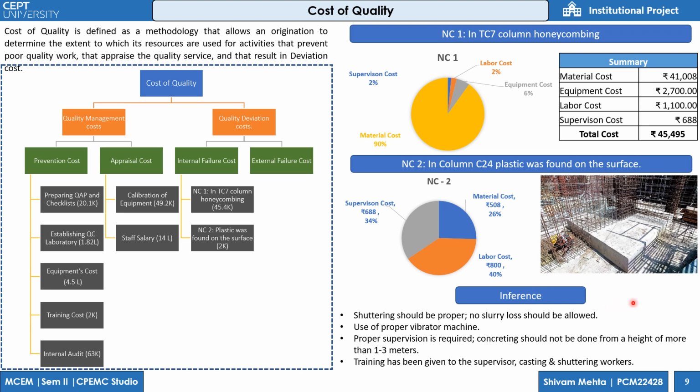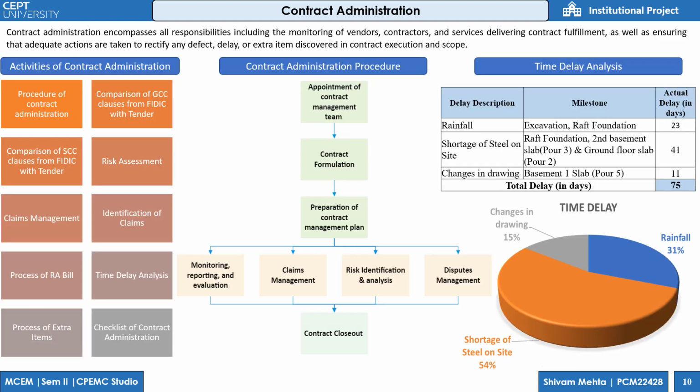Now for inference, proper training should be given in which shuttering should be properly done, no slurry loss should be allowed, use of a proper vibration machine should be there, and proper supervision is required. Concrete should not be dropped from a height of more than 1 to 3 meters, and training should be given to all, like supervisors, casting and shuttering workers.